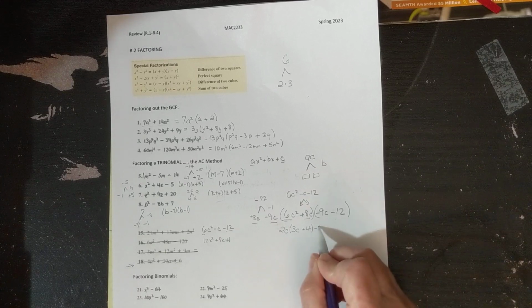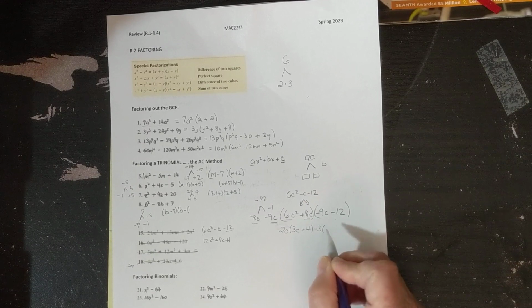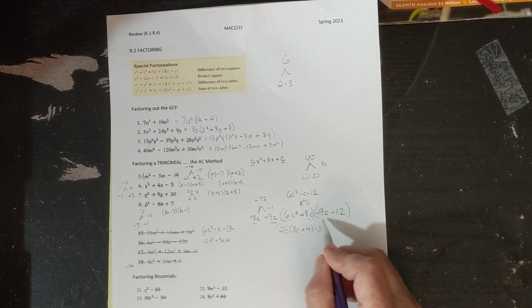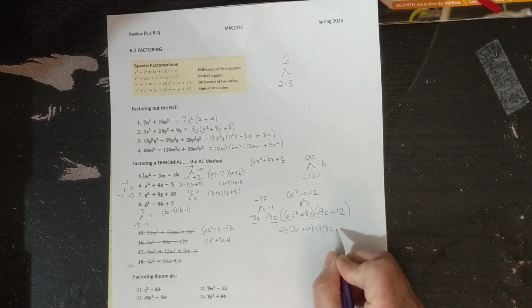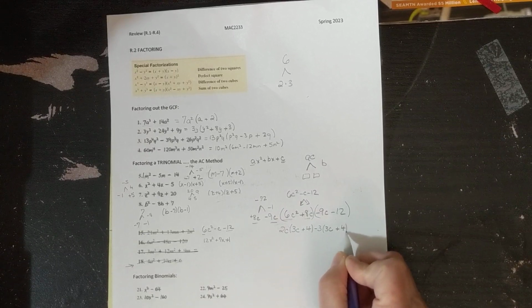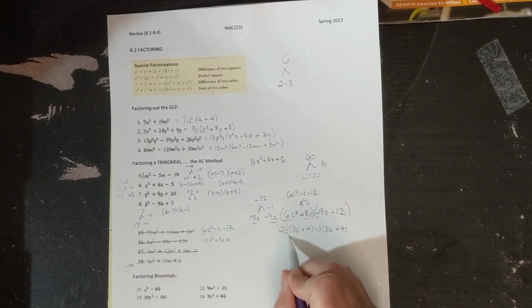So a 3 will go into both of these. So I'm going to factor out a negative 3. When you factor out a negative, it has the effect of changing the sign of what's left. So I'm left with a positive 3c and a positive 4. This is not a coincidence. This is factoring.